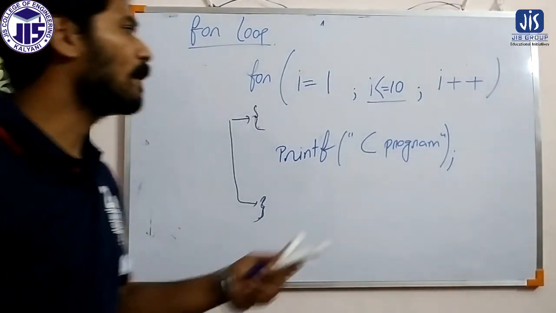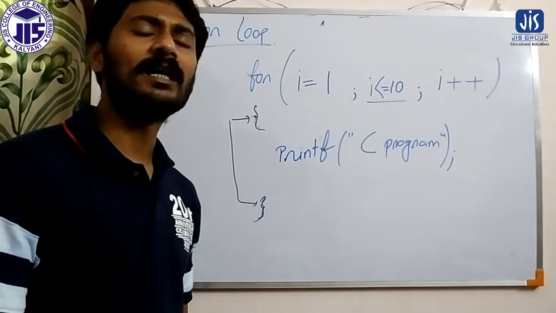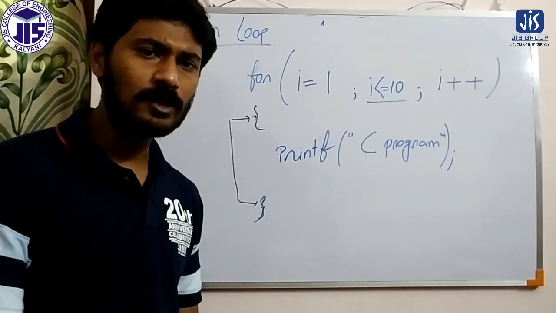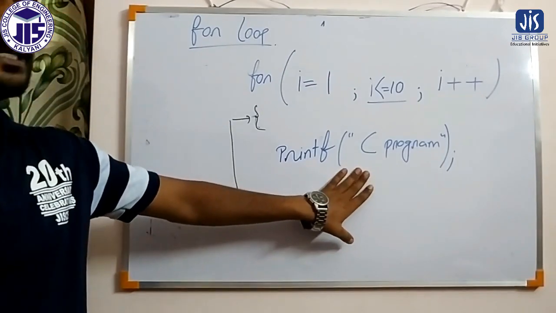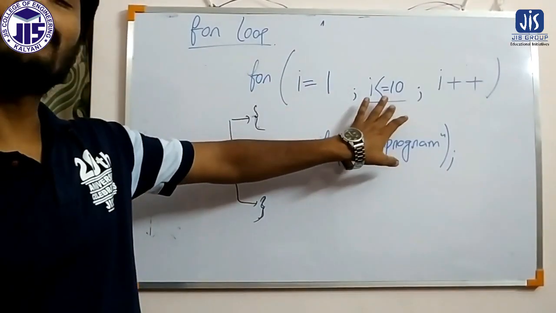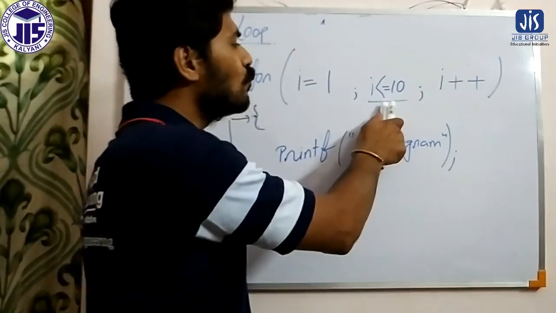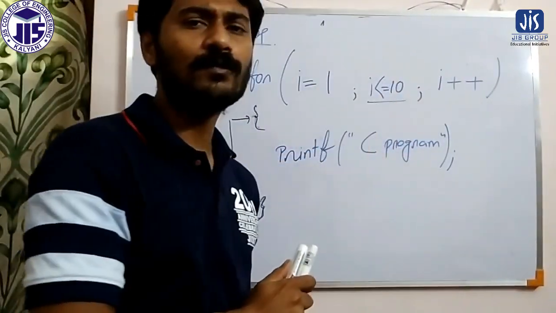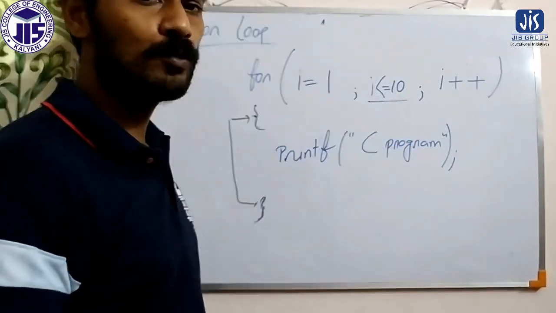So when it is I plus plus, the question is how many times this printf statement will get executed. The printf statement will execute until this condition becomes false. So for which value of I is this condition going to be false?